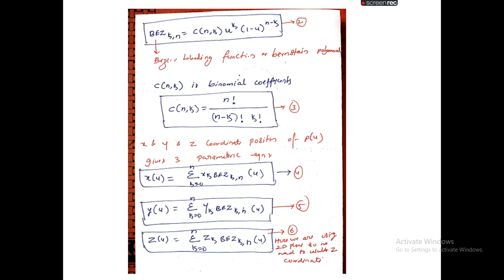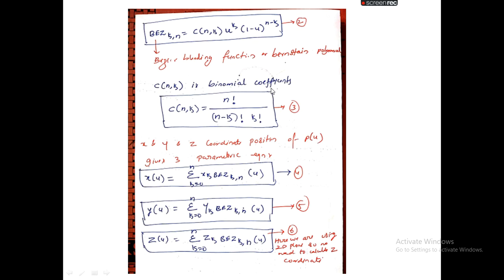Now we need to expand the blended function or basis function. So blended function BEZ k comma n equals C of n comma k into u power k into 1 minus u power n minus k. So this is the expansion of blended function BEZ k comma n. Consider this is the second equation. In equation 2, we have one more variable called C of n k.